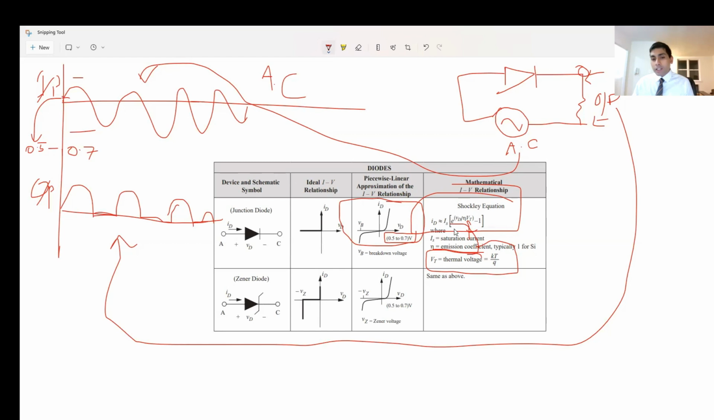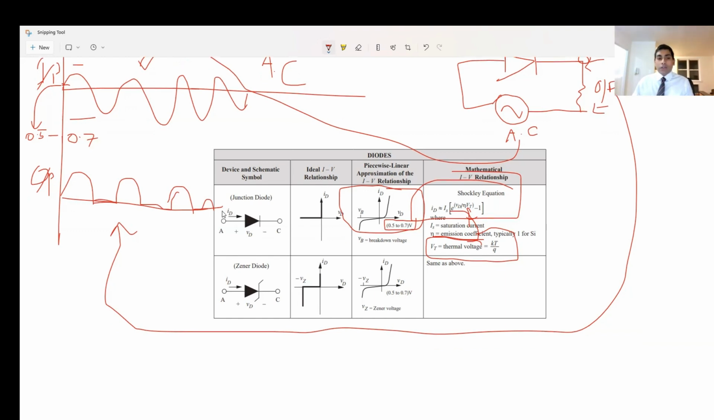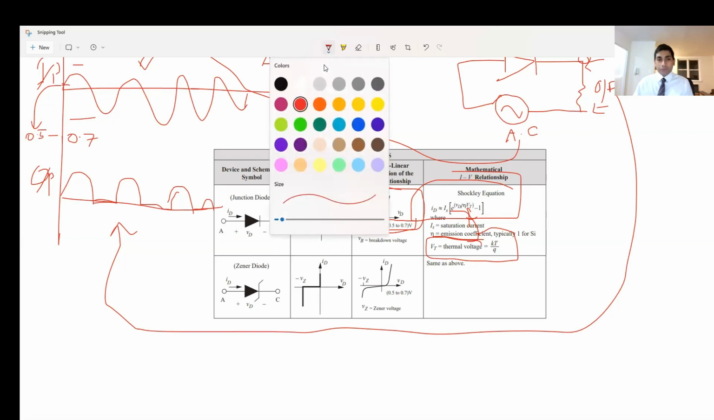So once we plug it over here, we will be able to figure out how much current is flowing through this diode. Okay, so we are done with the basic diode over here.